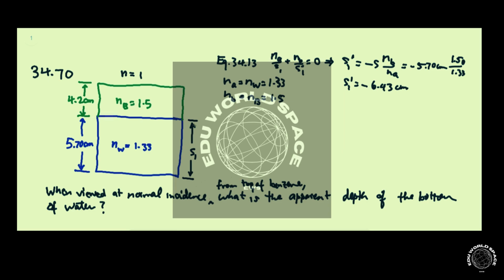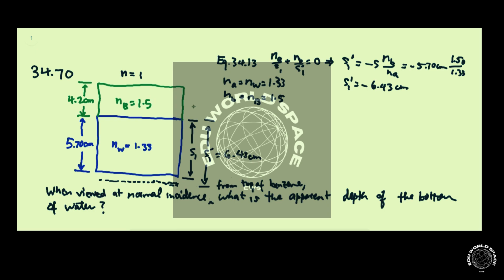So now this S1 prime, kind of running out of space, let's put it somewhere here. So this will be S1 prime, which we know has a magnitude of 6.43 centimeters. Okay, so it appears to be deeper than it actually is here.